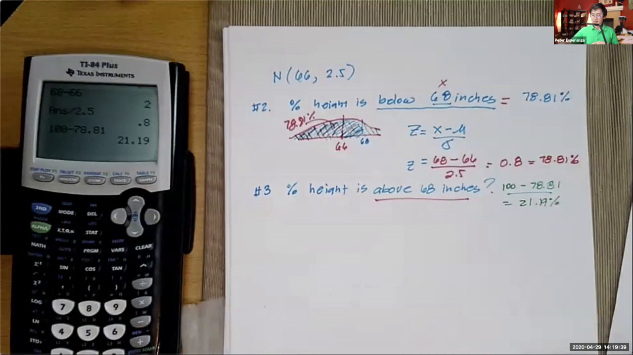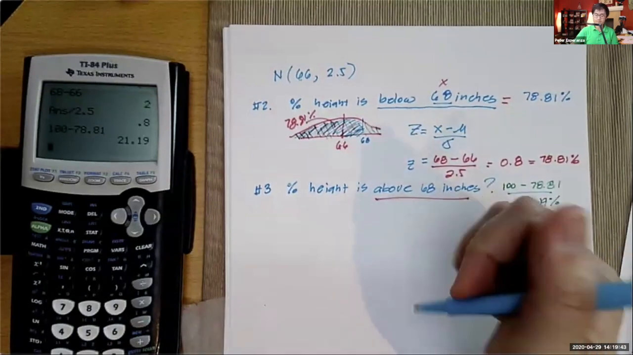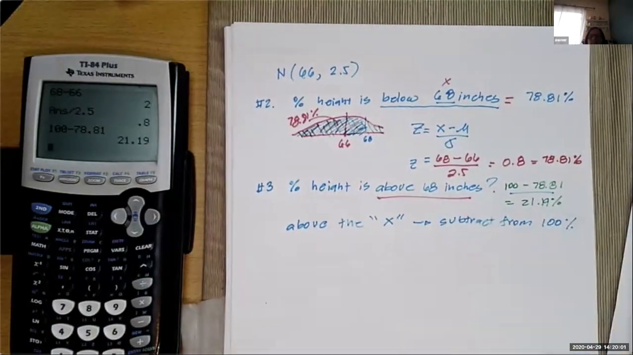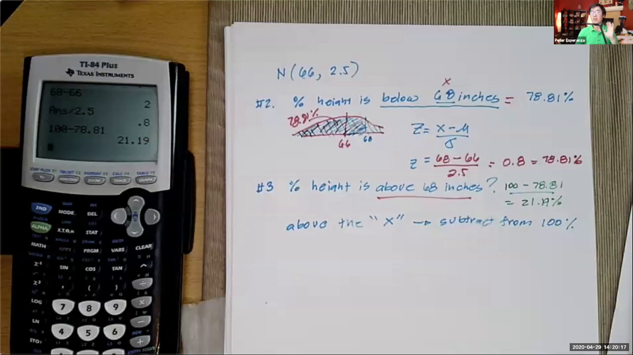Now, this is important. Are you paying attention? You always have to subtract your answer from the table from 100%. If the question is below, whatever you're seeing in the table, that is your answer. But if the question is above, your answer should be subtracted from 100.